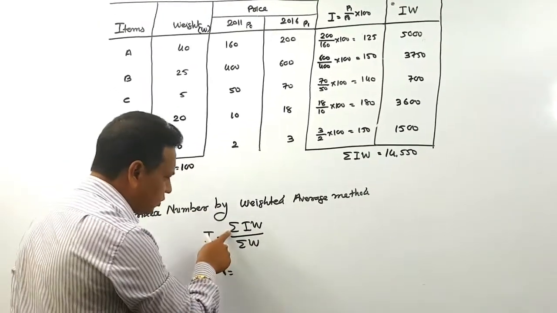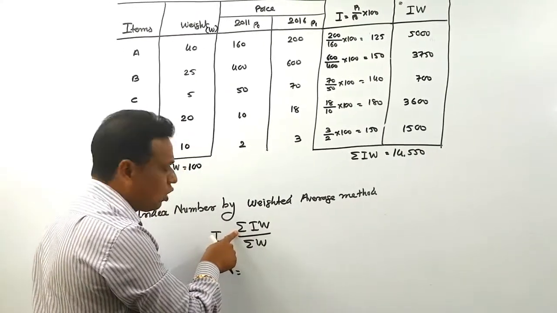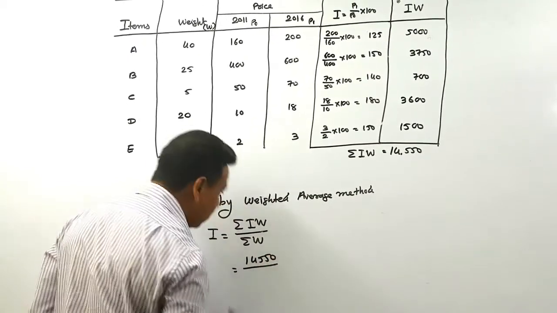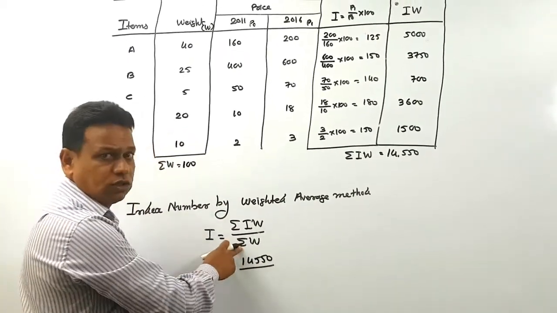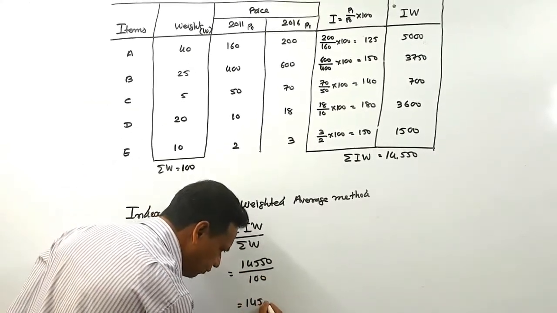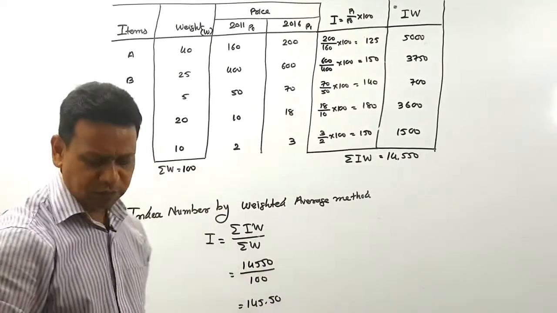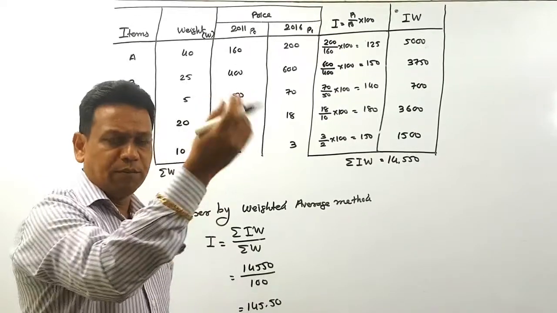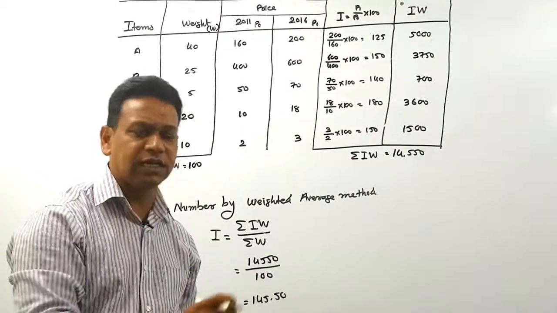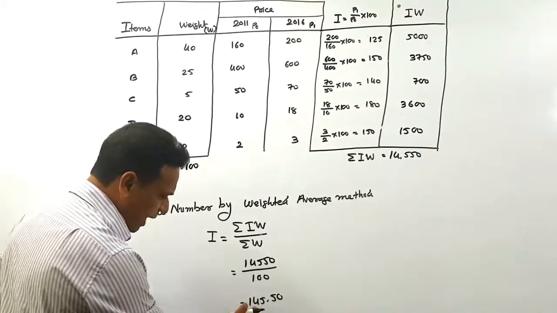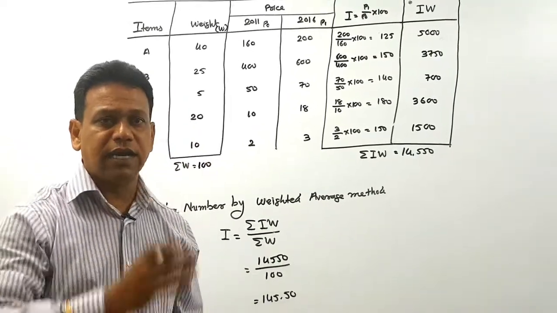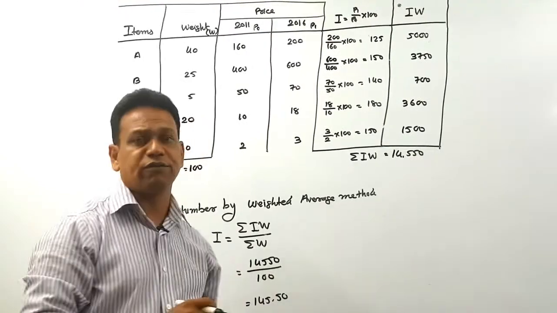Now you can replace it. Sum of, that is called total. Total of which column? It is IW. So here we mentioned 14,550 divided by sum of W. Sum of, it is called total, W we have is 100. So now our answer is 145.50. And as per our previous discussion in the previous videos, the excess part above 100 is called an increase in the prices. So here the excess part is 45.50. So anyone can get the clear idea that there is a price rise of 45.50%.